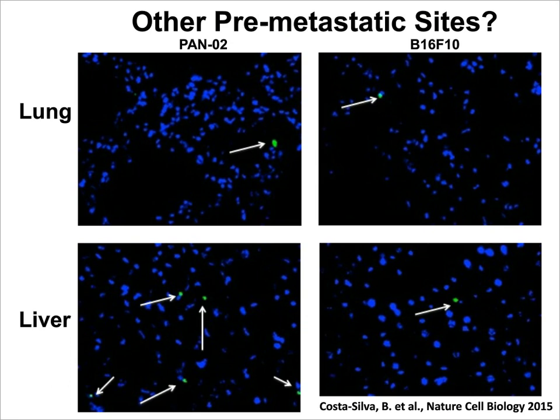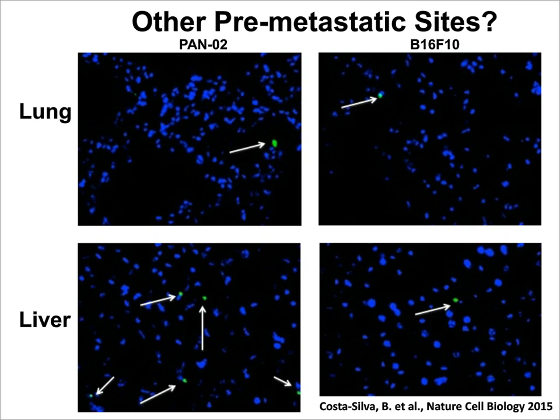So that led to our other co-first author, Bruno Costa Silva, who was interested in studying pancreatic cancer exosomes. And he injected those similarly behind the eye, and they traveled throughout the body, and most of the exosomes labeled in green ended up in the liver, as seen in the bottom left-hand panel. This was very exciting to us that, you know, pancreatic cancer metastasizes predominantly to the liver. And here we see the exosomes in the liver and not other organs like the lung or the brain.